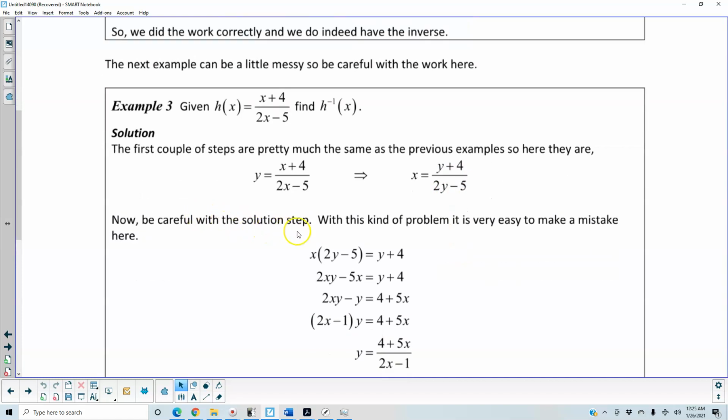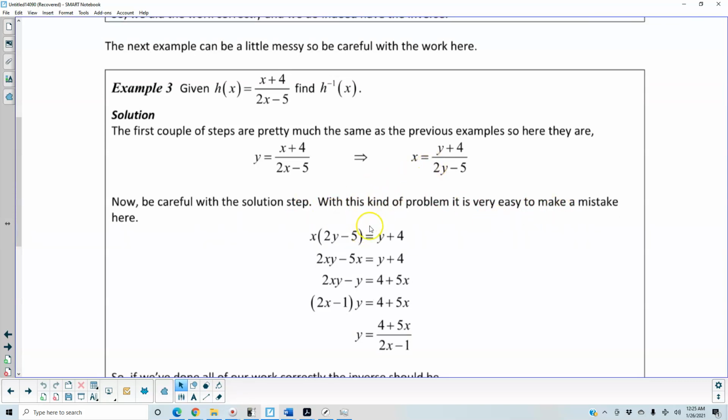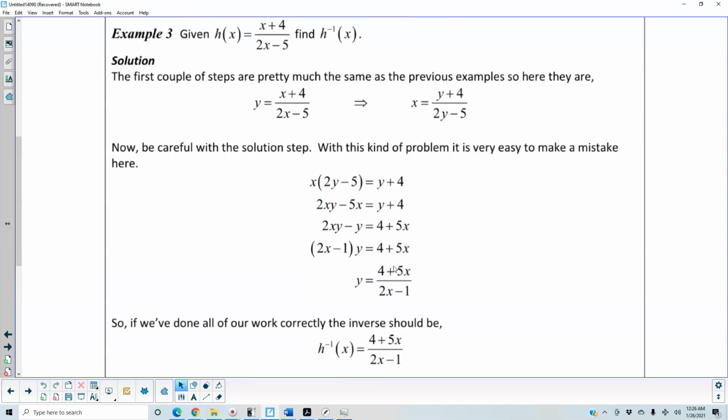Now be careful with the solution step. With this kind of problem, it is very easy to make a mistake here. So what we need to do is solve for y. In order to solve for y, we're going to multiply both sides by 2y minus 5. Now we have a y on both sides of the equation, so we need to distribute the x first. So we get 2xy minus 5x, which is equal to y plus 4.